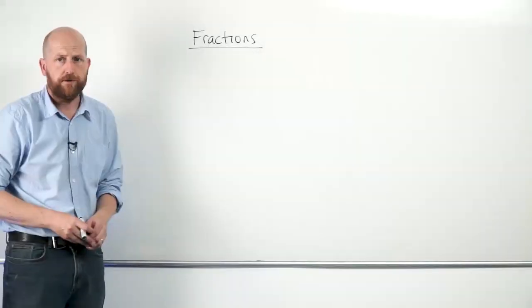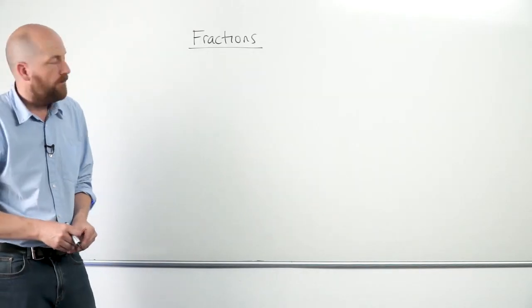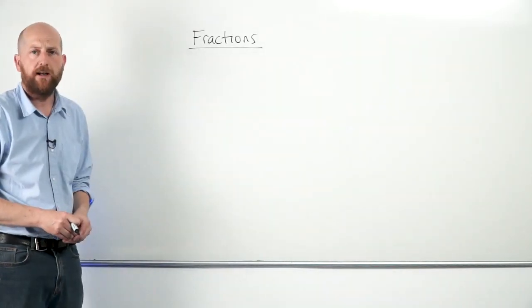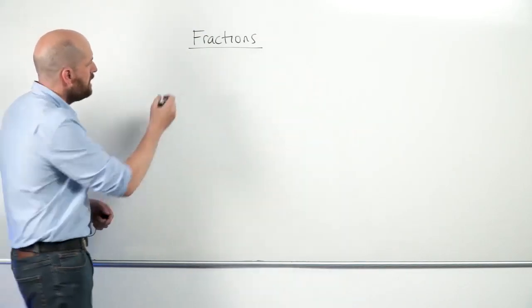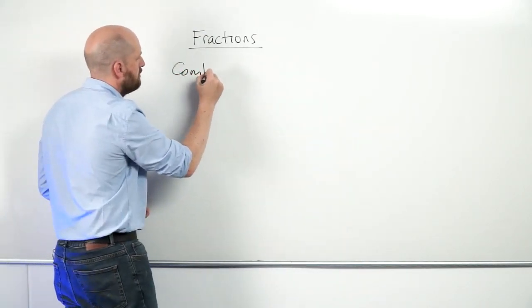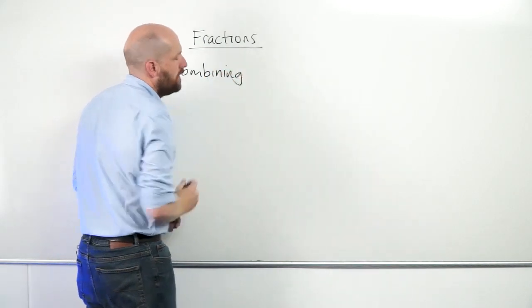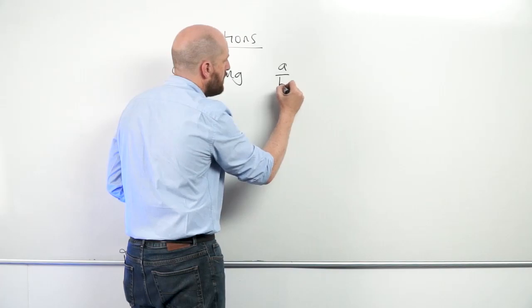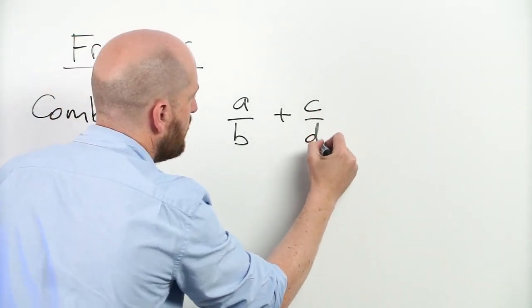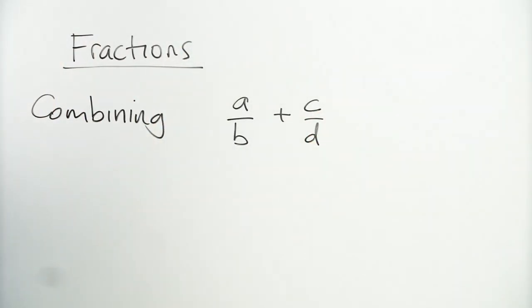So when we're looking at fractions, which we've seen before, there are a few different rules to combining fractions and splitting up fractions and cancelling. So in combining fractions, what I'm thinking about here is two fractions, let's say a over b and c over d, and I want to add these up. Okay.